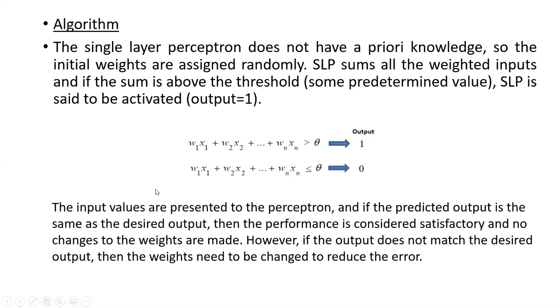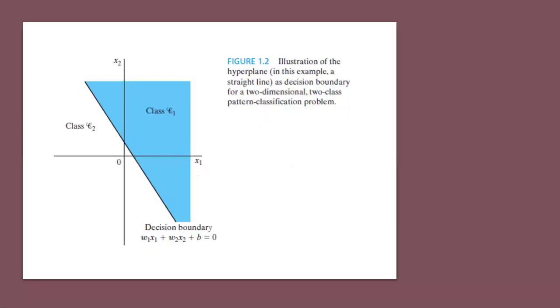So here the input value is presented to the perceptron, and if the predicted output is the same as the desired output, then the performance is considered satisfactory. That means you can find the error, predicted value minus desired output. Then the value is satisfactory and there is no need to change the weights. If it is not satisfactory, then you have to change the weights. So now the weights need to be changed to reduce the error. This is the perceptron mechanism.